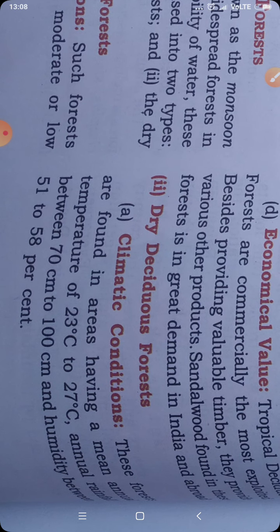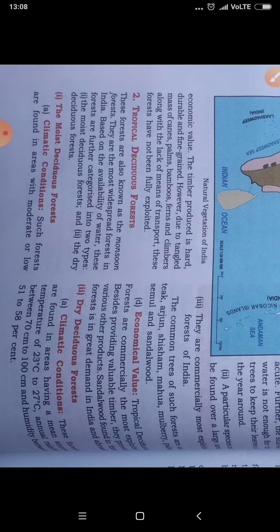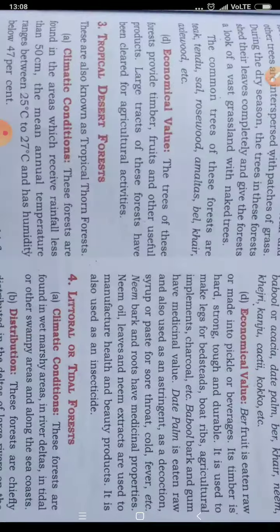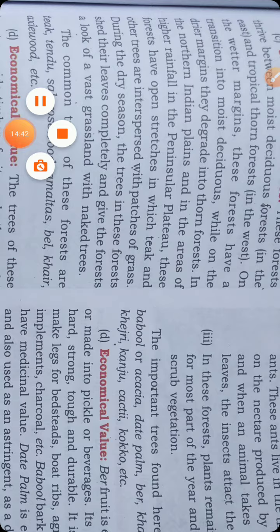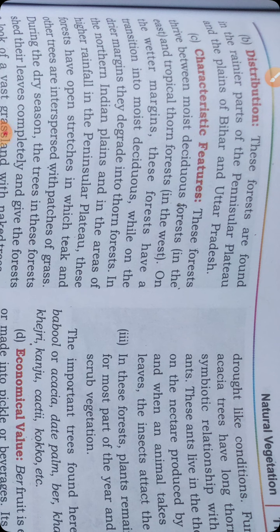Climatic condition. These forests are found in areas having a mean annual temperature of 23 degrees Celsius to 27 degrees Celsius, annual rainfall between 70 centimeters to 100 centimeters, and humidity between 51 to 58%. Distribution. These forests are found in the rainier parts, you can say where there is more rain, of the peninsular plateau and the plains of Bihar and Uttar Pradesh.